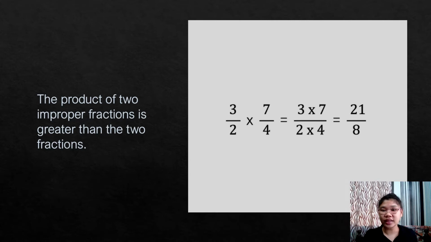So multiplying it, numerators first, 3 times 7, 21. And then denominators, 2 times 4, that is 8. So as a conclusion here, 21/8 is greater than both 3/2 and 7/4. So the product of two improper fractions, in our example here, 3/2 and 7/4, is greater than the two fractions. So the product is 21/8. Again, that is greater than 3/2 and 7/4.